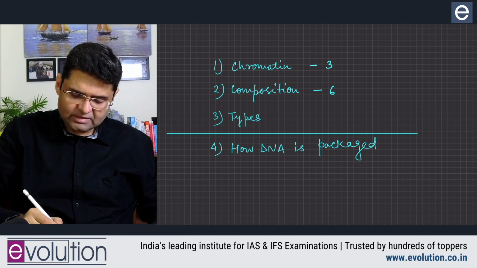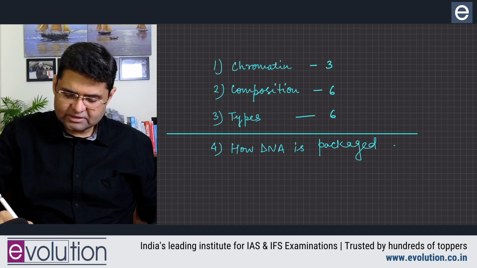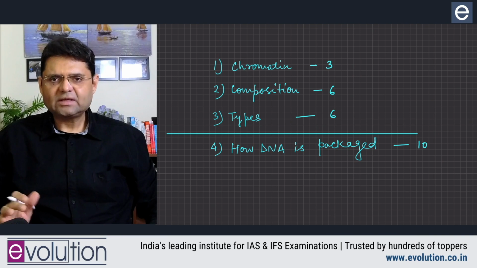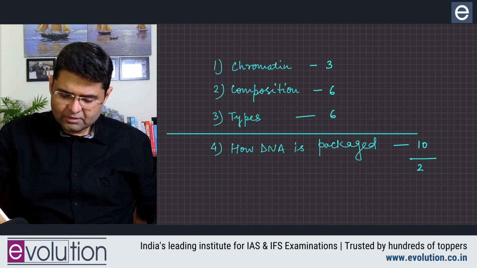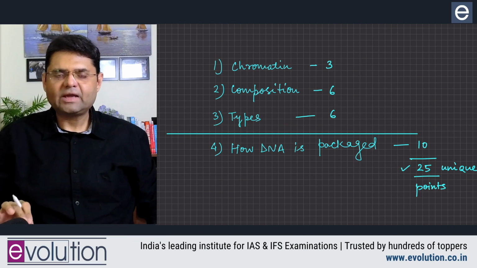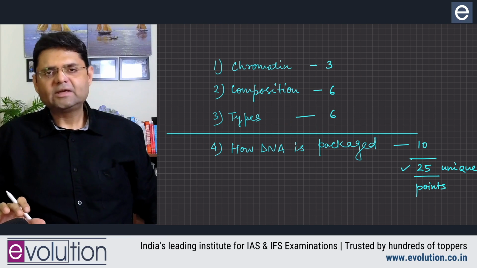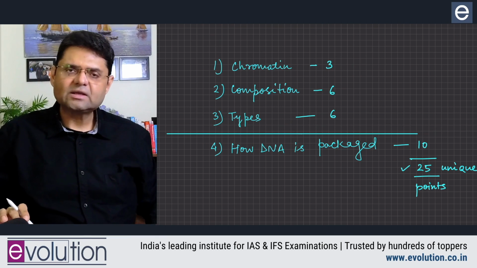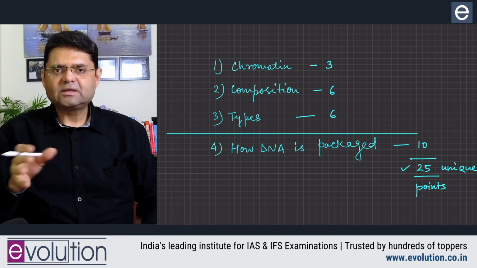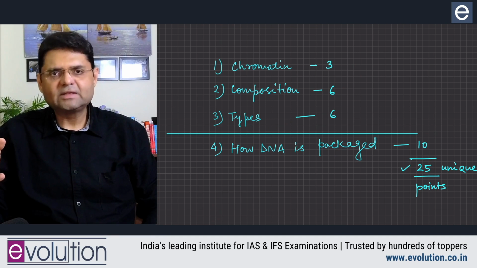Composition, approximately 6. Types, approximately 6. Here, approximately 10 points. So that is how approximately 25 unique points I'm going to use in this answer. And later during the construction of the answer, you will be noticing how we are trying to combine specificity, some unique facts, without going into excessive detail, because excessive detailing is certainly not expected by the UPSC.